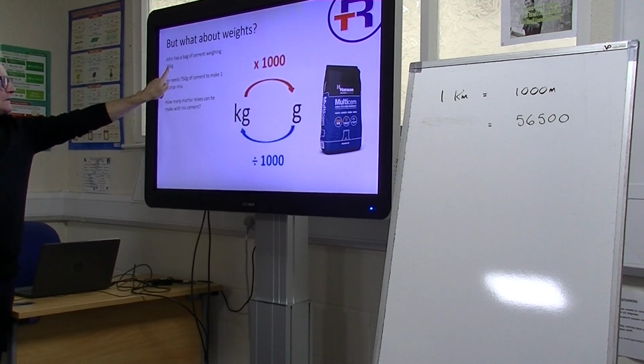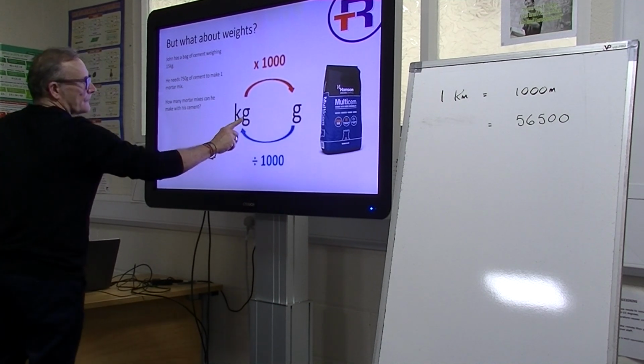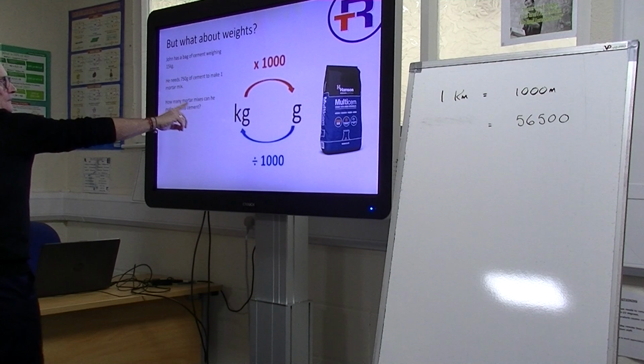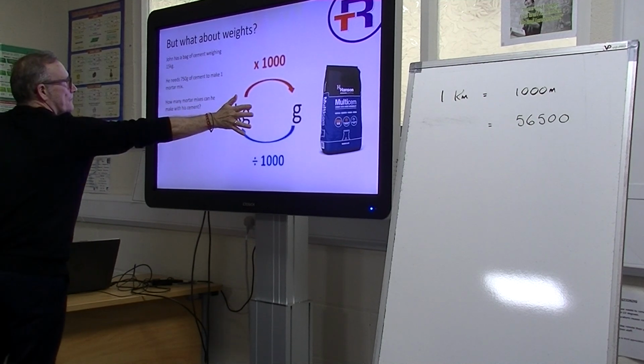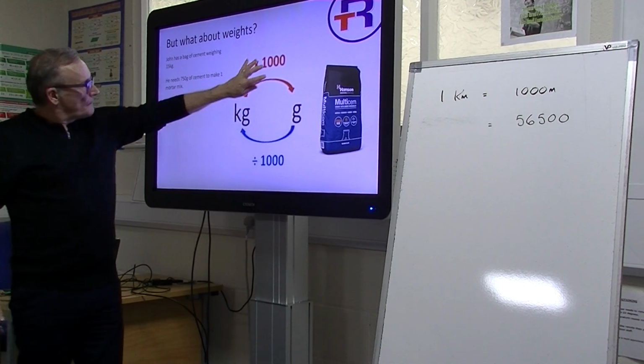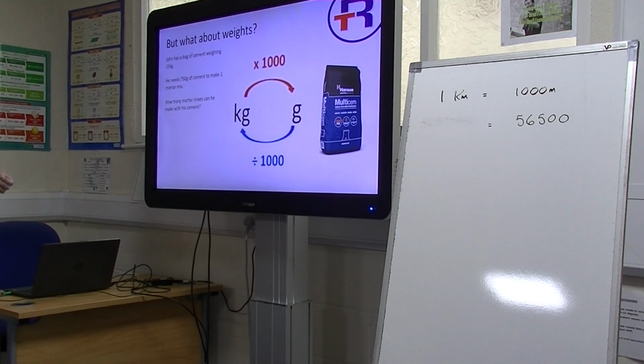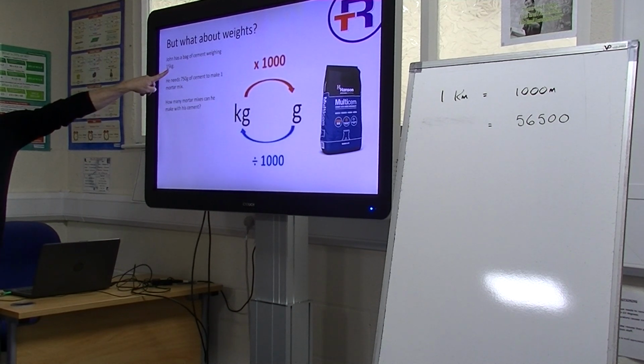We've got 2 different units of measurement: kilograms and grams. We know there are 1,000 grams in a kilogram. So if we've got 15 kilograms, we need to change it to grams. From kilograms to grams, you multiply by 1,000. Once we've converted that to grams, quite simply, how many of them go in that?